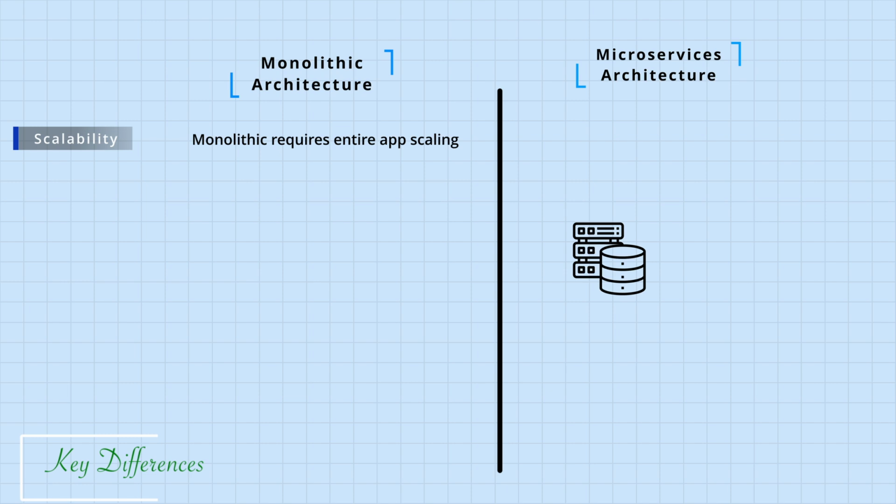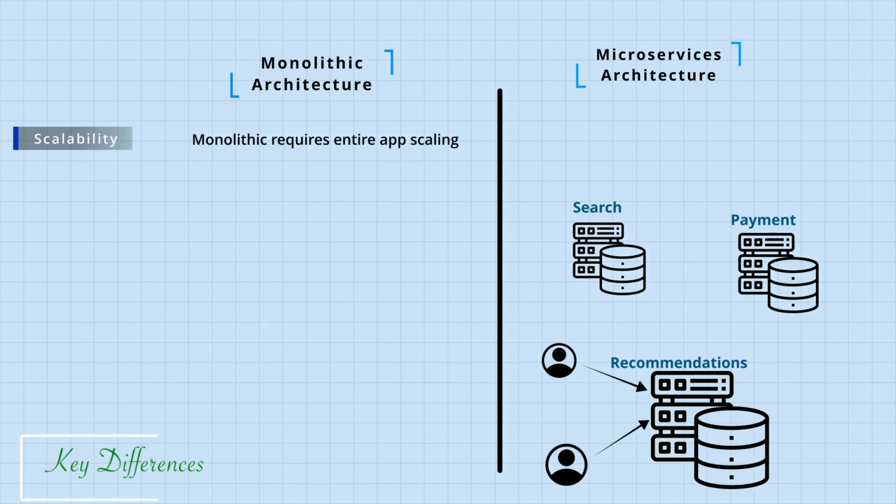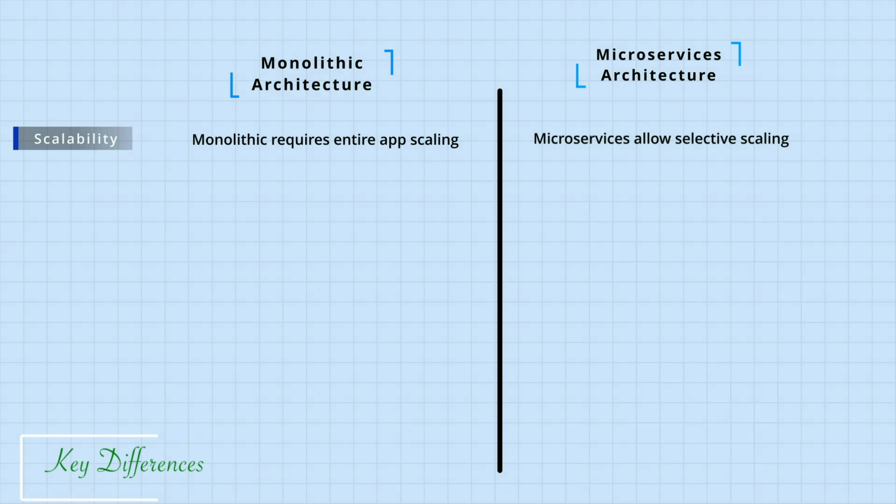With microservices, you only need to scale the parts that are getting the most traffic or demand. For example, if Netflix's recommendation feature needs more power, they can scale just that part instead of the entire system. It's a targeted approach that saves resources and keeps things efficient.